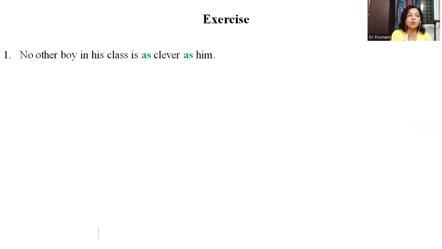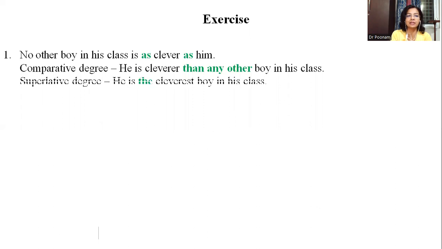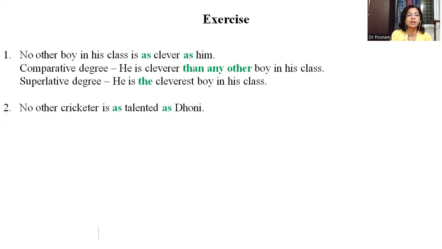For example, no other boy in his class is as clever as him. So if this is the statement, this is a positive degree of comparison whereby I'm stating that no other boy, none in the class is as clever as him. He is the most clever. So in comparative degree, we will write he is cleverer than any other boy in his class. Any other will come. And for superlative, he is the cleverest boy in his class. He is the only one who is the most clever.